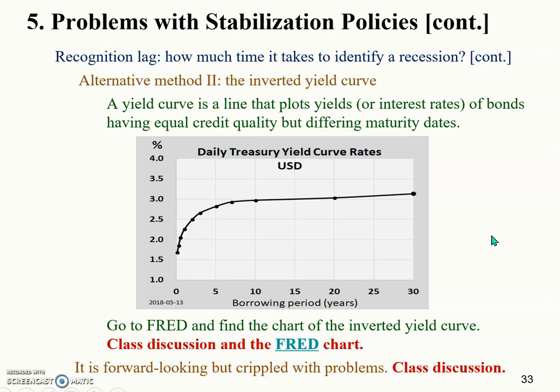Now here, obviously, this yield curve, we're going to say it's a forward-looking indicator. But it is also crippled with some problems. So what could be the problems? Again, think about this, and the answers should be based upon the observations we just mentioned. Again, bring your thoughts and observations to the class, and we're going to talk about it.